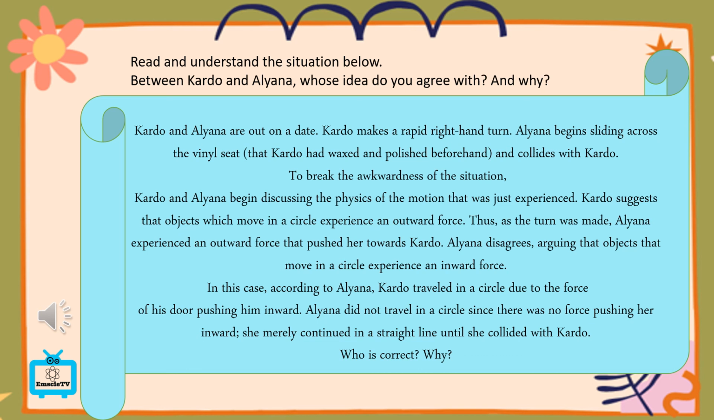Aliana disagrees, arguing that objects that move in a circle experience an inward force. In this case, according to Aliana, Cardo traveled in a circle due to the force of his door pushing him inward. Aliana did not travel in a circle since there was no force pushing her inward. She merely continued in a straight line until she collided with Cardo. Who is correct? Why?